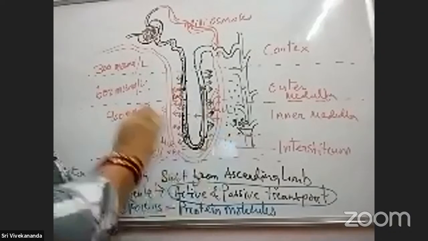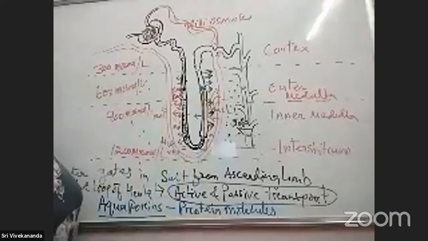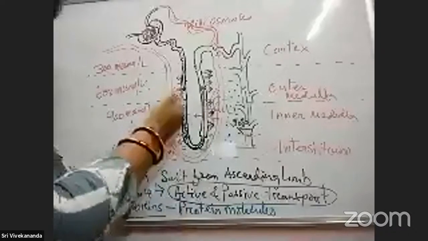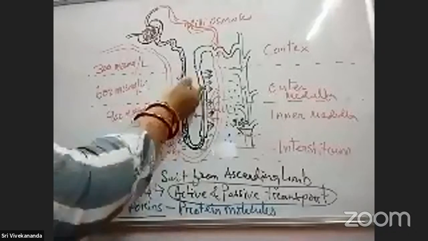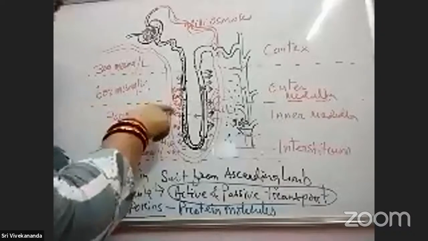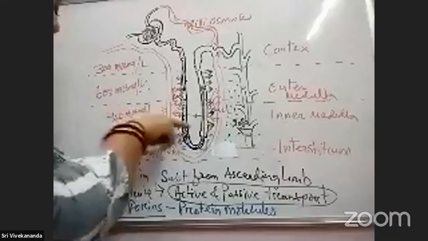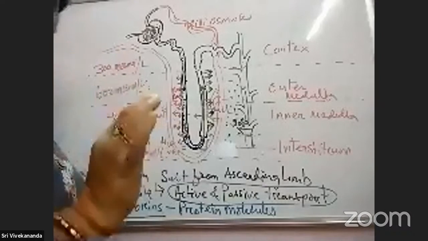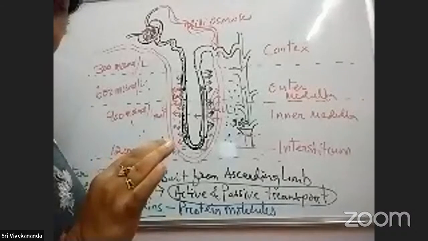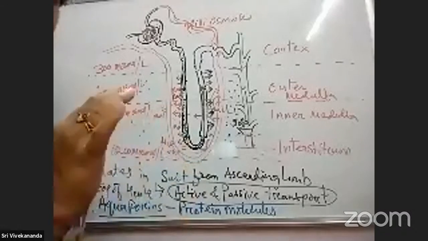The salt and water concentration. Now the water is coming out, and some amount of sodium chloride is entering the descending limb. So what is going to happen with the osmolarity? Will the osmolarity increase or decrease?